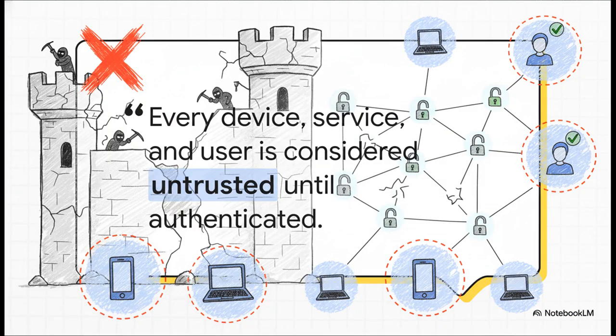Never trust, always verify. You see, the old way, we call it the castle and moat approach, it assumed that once you were inside the network walls, you were safe and could be trusted. Zero trust just throws that whole idea out the window. It starts from a totally different place. Assume your network has already been breached. Therefore, no user and no device can be trusted by default.